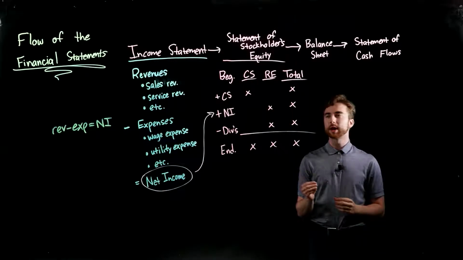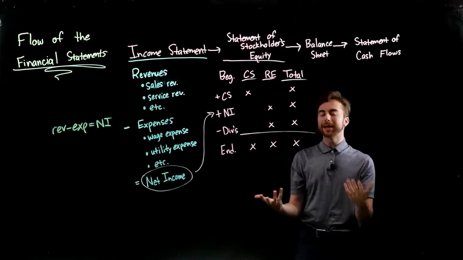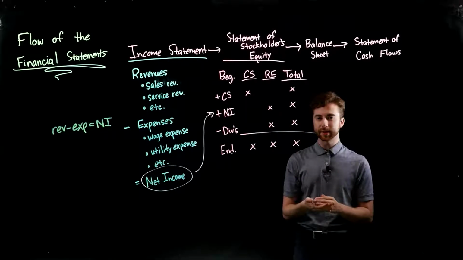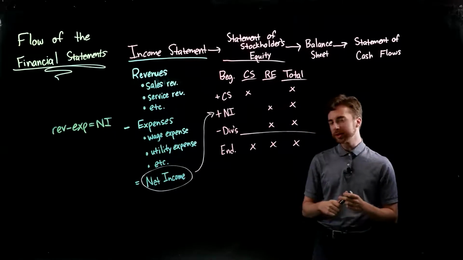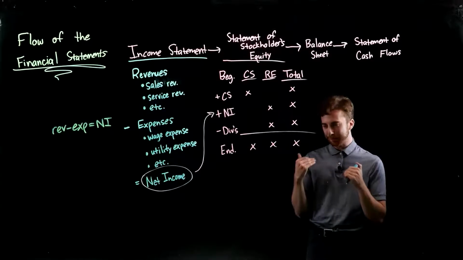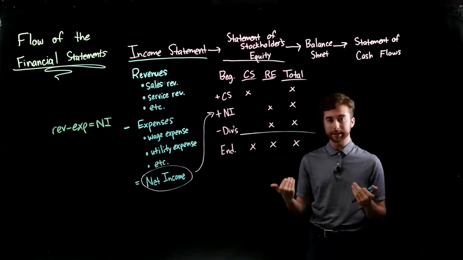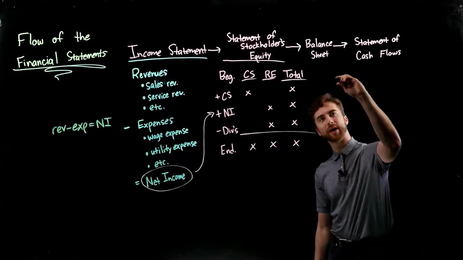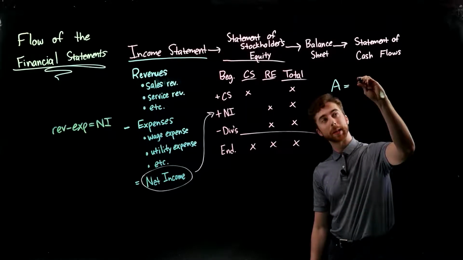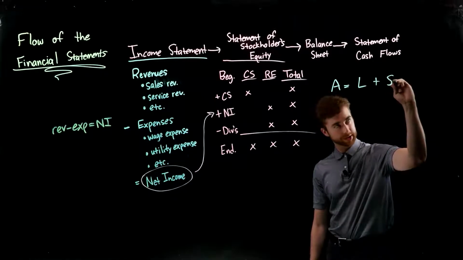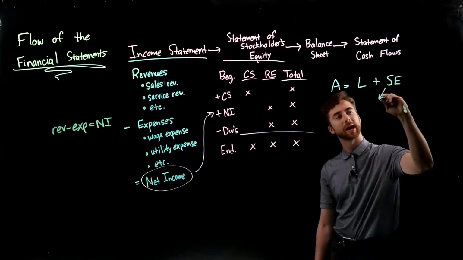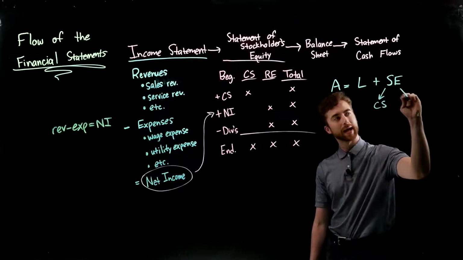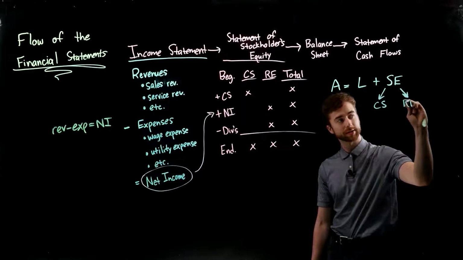Okay, so for the statement of stockholders' equity, we again are going to ask ourselves, what is the name of the statement? What is this intended to show us? They say stockholders' equity, right? Does that sound familiar? Well, one of the first things we learn in accounting is the accounting equation, right? Where we have our assets equals our liabilities plus our stockholders' equity. And stockholders' equity was comprised of two things. We had our common stock and our retained earnings, right?